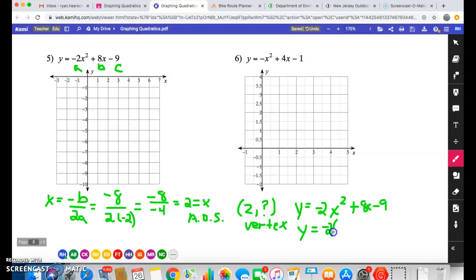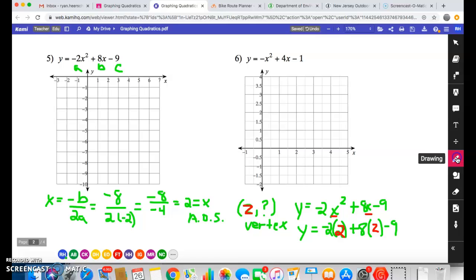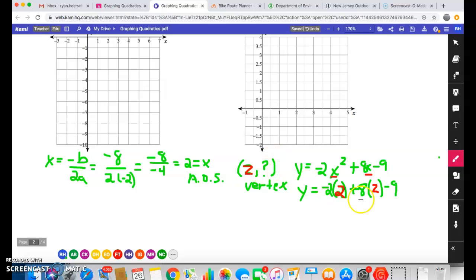So negative 2 we start out with, which is right from the equation above. The x gets changed to this 2 that's in here, I'll put it in red. For this x, you get that 2. Then plus 8 times, again, that 2 is going in for the x. And then minus 9. So that's what gets plugged in, and we have to simplify that to find the y value of the vertex. We're trying to find this other number.